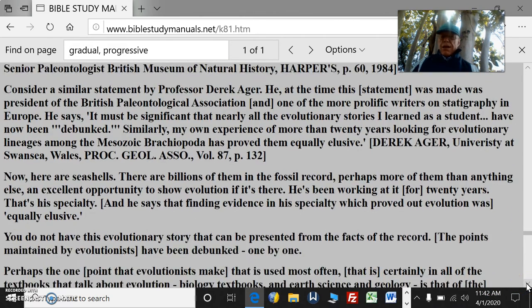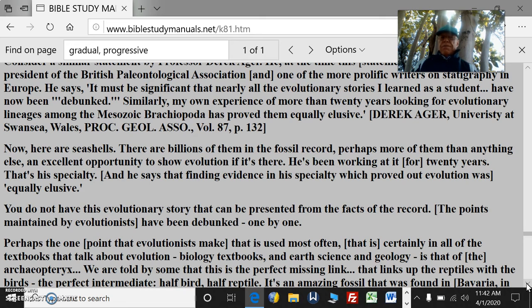Professor Patton, Dr. Patton says, here are seashells. There are billions of them in the fossil record, perhaps more of them than anything else. An excellent opportunity to show evolution if it's there. He's been working at it for 20 years. That's his specialty. And he says that finding evidence in his specialty which proved out evolution was equally elusive. You do not have this evolutionary story that can be presented from the facts of the record. The points maintained by evolutionists have been debunked one by one.